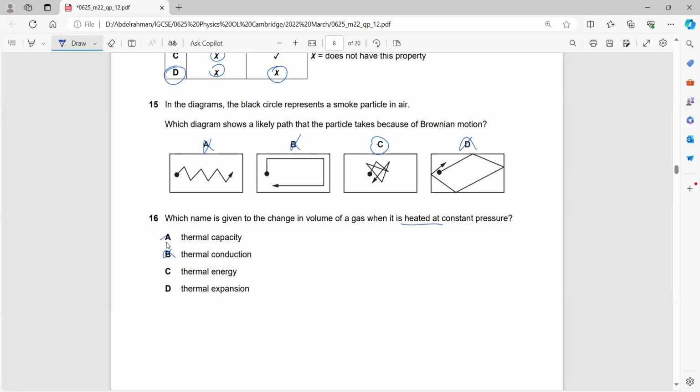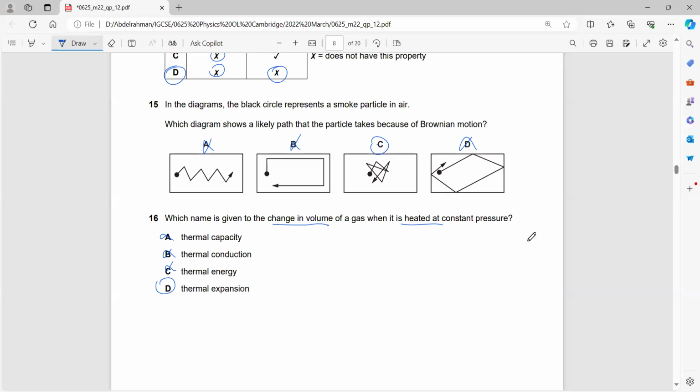Thermal capacity? No, it's not thermal capacity, because it was removed from the syllabus. So you're not required to know what thermal capacity is. Thermal energy? When you heat it, the change in volume of the gas is called thermal energy. No, it's not called thermal energy. It's called thermal expansion, because it expands.